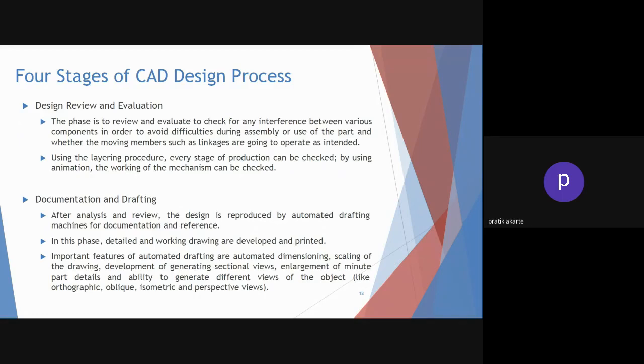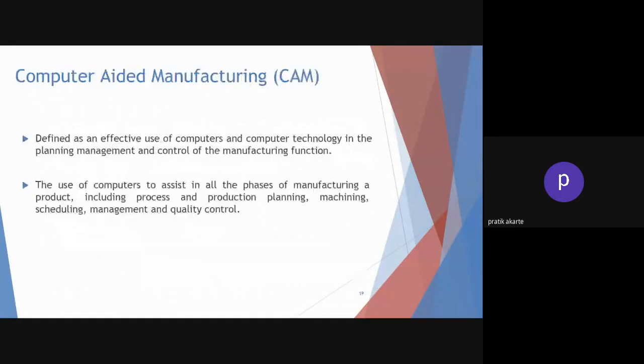So you can have different drafting features like automated drafting, dimensioning, scaling, sectional view generation, enlargement of minute parts, and different views like orthographic, oblique, isometric, and perspective views. All these are very easily available, and we can perform all this documentation very easily with the help of software. Okay, so there are four stages of CAD in the design process: geometric modeling, engineering analysis and optimization, design review and evaluation, and documentation and drafting.